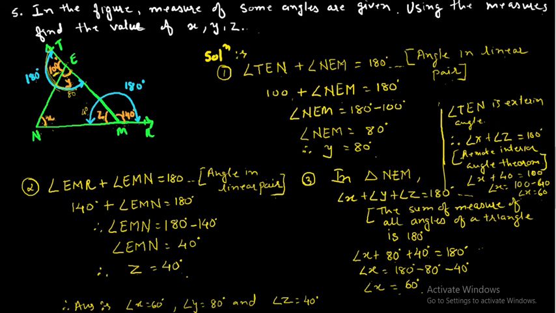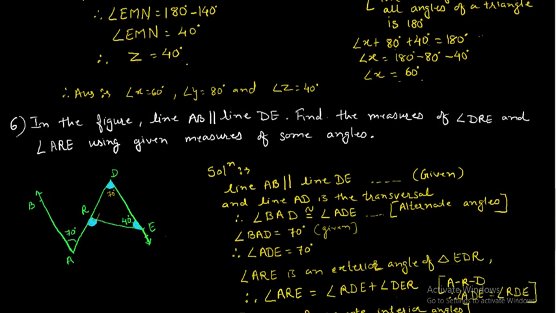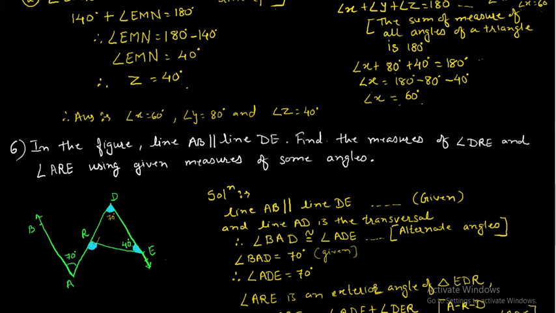Or you can consider finding x this way. Sorry, this is the exterior angle EMR. So which will be the remote interior angles? x plus y. So you can consider that x plus y is equal to 140 degrees, solve like this, and get the values of x, y, and z, that is 60, 80, and 40. Now we will see another example.